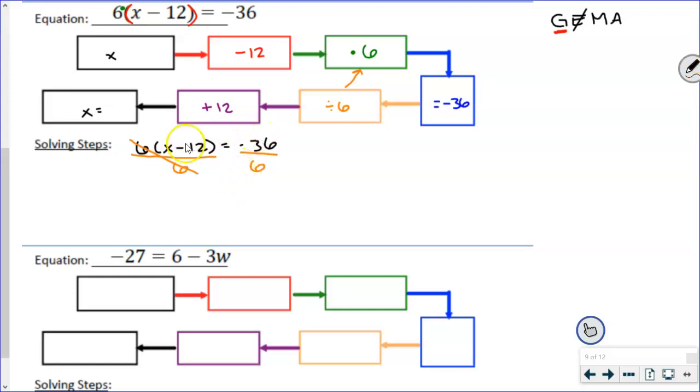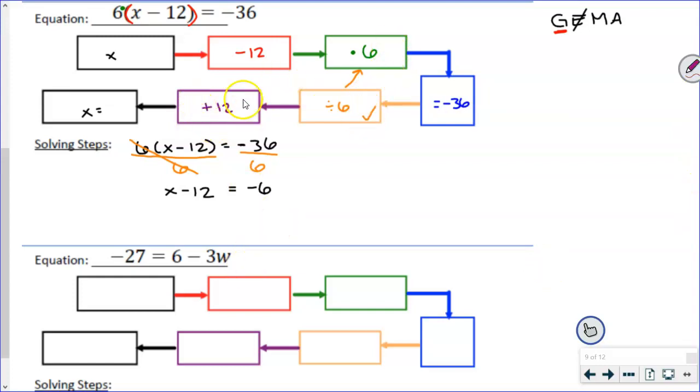Which means what's left? x minus 12. Now, yes, you can keep it in parentheses, but remember the whole reason for those parentheses, the grouping symbol, is to say we did it first. It's the only thing that we have left. So we don't need to worry about those parentheses anymore. You can still put them there. They're just not necessary. And now we have on the right-hand side, negative 36 divided by 6, which is negative 6. I have now divided each side by 6.